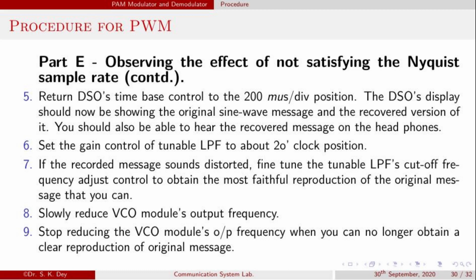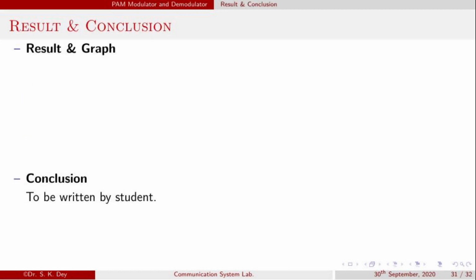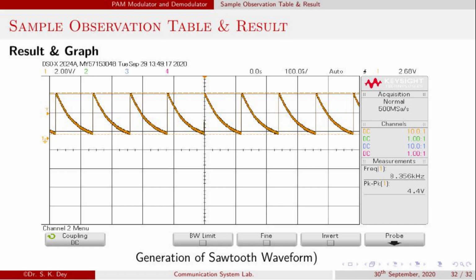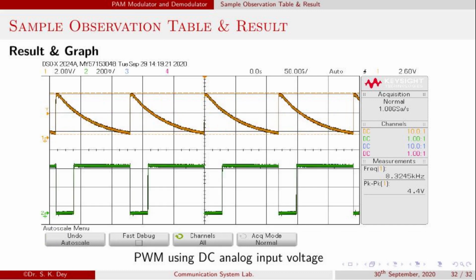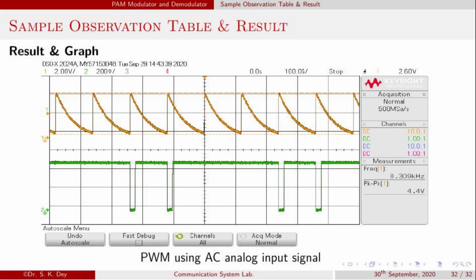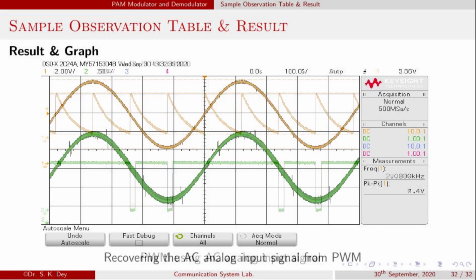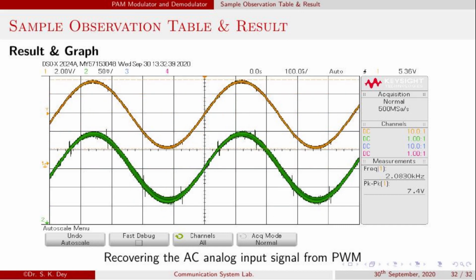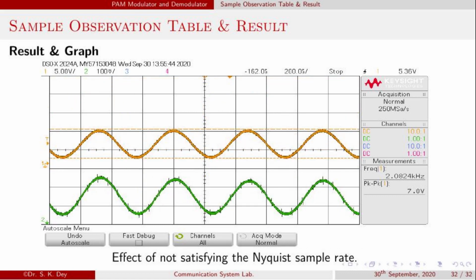So this is some sample observation table and result. So this is the figure for generation of the sawtooth waveform. This is the PWM using DC analog input voltage. This is the modulated PWM using AC analog input signal. This is recovering the AC analog input signal from PWM. This is the effect of not satisfying the Nyquist sample rate.